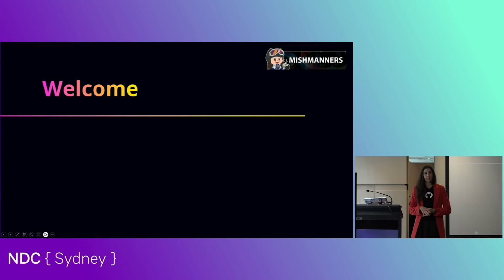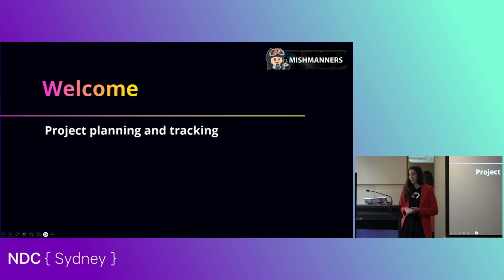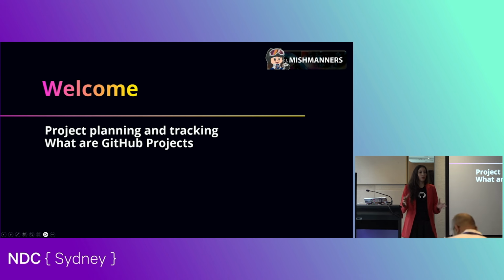So we're going to cover off a few things today. It's about GitHub Projects and how I use GitHub Projects to move my house. But it's also not just about that, right? It's about how we can use GitHub Projects to manage all of our projects, whether they be work projects or personal projects. So we're going to talk about project planning and tracking to start with, and what is that? And then what are GitHub Projects? So how do GitHub Projects help in our project planning and management?